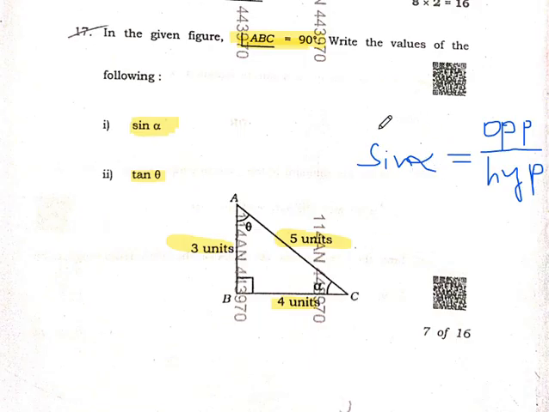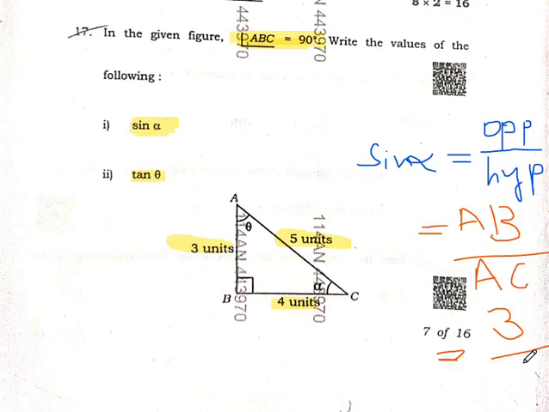Okay, so we are writing the ratio for sine alpha. For sine we take the corresponding angle alpha. Which one is the opposite side here? AB is the opposite side. So AB divided by the hypotenuse side. What is the hypotenuse? The largest side, that is AC. What is the measurement of AB? In the diagram, AB is 3 and AC is 5. So the sine alpha value is 3 by 5.